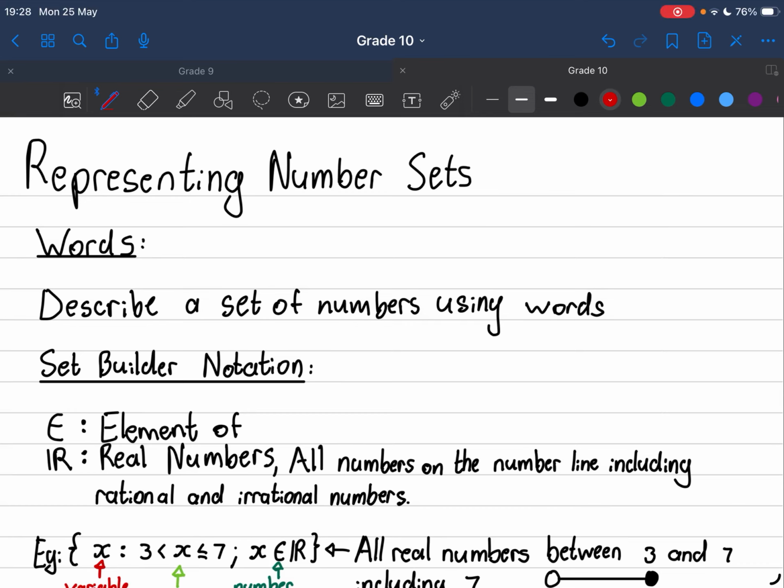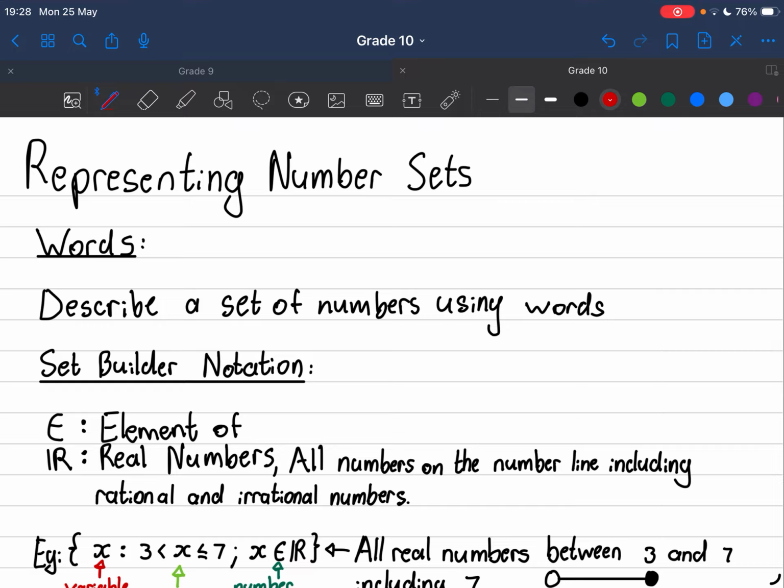Alright, we're going to talk about representing number sets. This might seem like a not so popular topic, or something you didn't know you needed, but it's extremely important to understand these notations. You don't need to know all of them, you just need to know one or two and be able to write them, but you should know how to read all of them, okay?